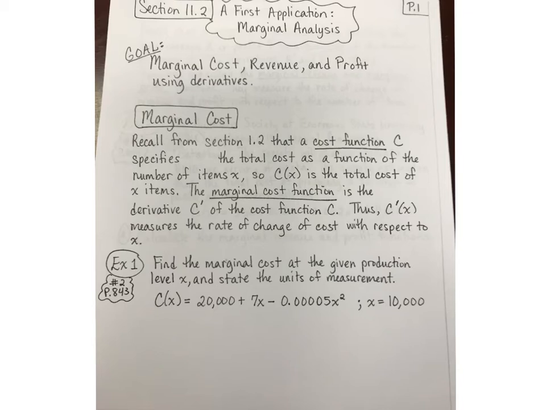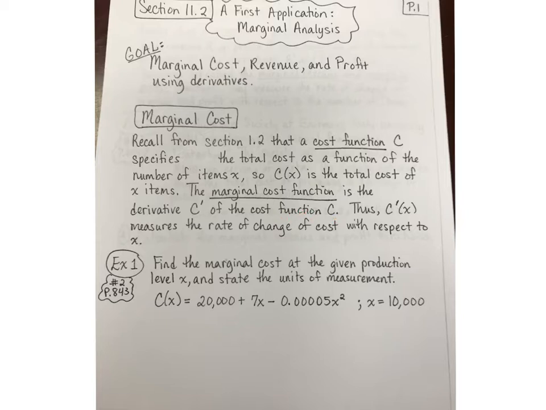All right, so now we're going to look at a first application of derivatives that we discussed, and it's going to be marginal analysis. So we want to learn how to apply the derivatives to marginal cost, revenue, and profit. Remember from section 1.2 that a cost function C specifies the total cost as a function of the number of items X. So C of X is the total cost of X items. The marginal cost function is the derivative C prime of the cost function C.